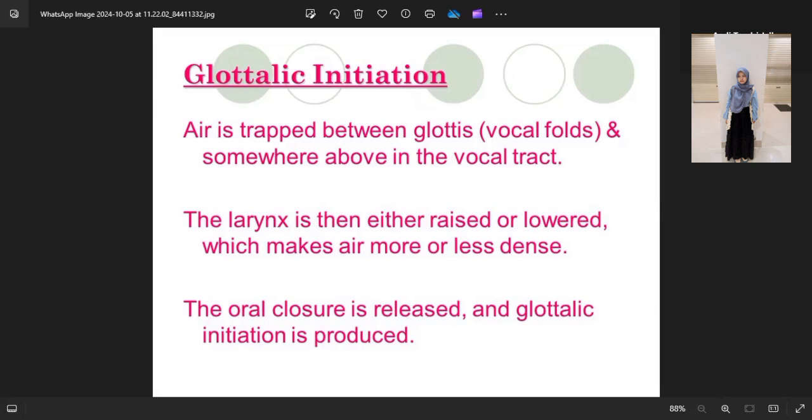To produce a glottalic ingressive speech sound, a similar sequence must be followed. First, one must lower the glottis and then close it.